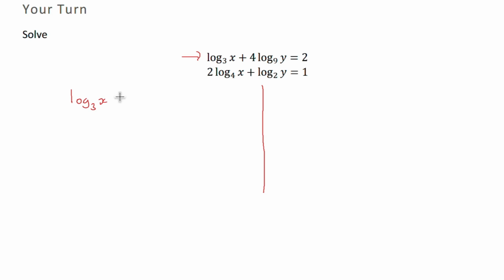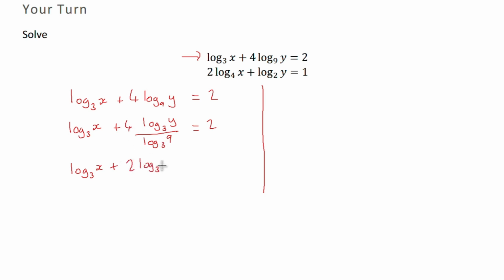Log base 3 of x plus 4 log base 9 of y is equal to 2. Now what can I do with this? Well, the first thing is the bases are different. So let's make the bases the same. The simpler base is 3. So log base 3 of x plus 4 lots of, using the change of base rule, log base 3 of y over log base 3 of 9 is equal to 2. But log base 3 of 9 is equal to 2. So this is log base 3 of x plus 4 divided by 2, so 2 lots of log base 3 of y, is equal to 2.